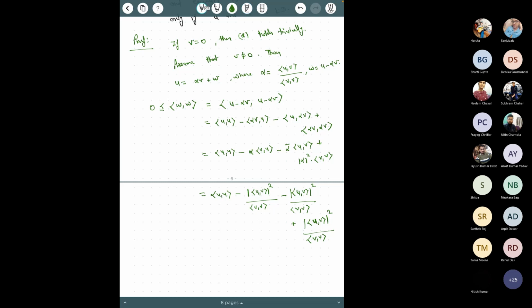Further, now these three terms are the same, so these two will cancel out each other. So what we are left with is that whatever we have is greater than or equal to 0, but it is also equal to this. So at the end we can write that 0 is less than or equal to the inner product of U with itself minus this one. Let us call this equation double star.